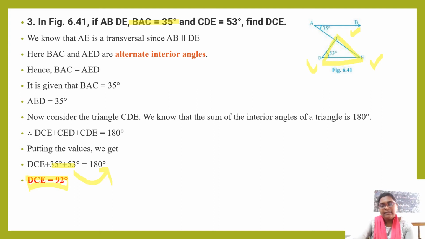That's it. Nothing else we did. First, by the alternate interior angles, we said both the angles are equal. Then we considered that a triangle. Then by the angle sum property we found out the other value. Next we will go to the next problem.